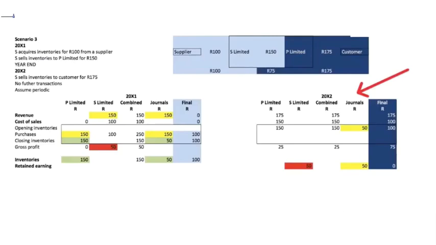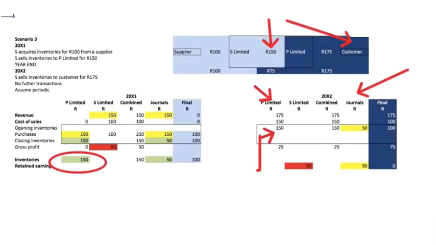What has happened in the second year? Remember now, P Limited had inventories on hand of 150 rand. P Limited sold these inventories to an external customer for 175 rand. So in the accounting records of the parent, you'll see there's revenue for 175, and the 150 rand of the inventories purchased last year, which was sitting in the statement of financial position for the parent as an opening balance, has now been transferred from opening inventories up to the cost of sales at the beginning of the period.